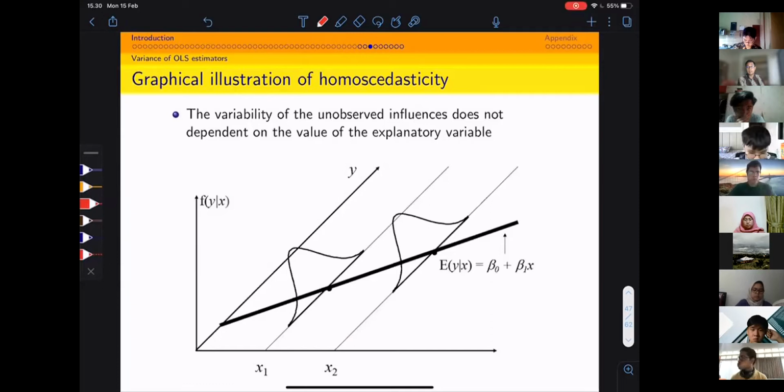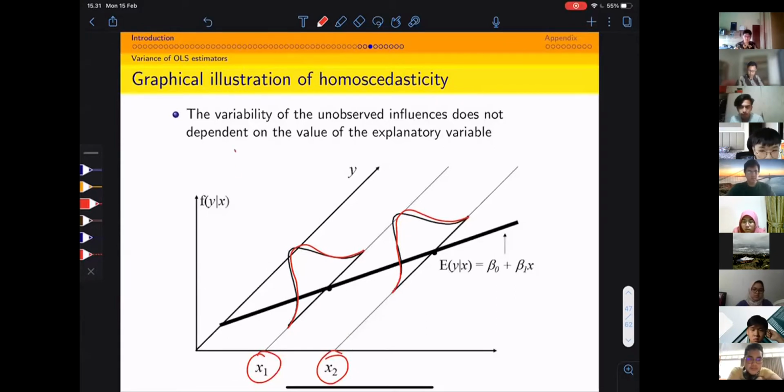This is an illustration of homoscedasticity. For all x, the variance of the unobservable has a constant variance. What does it mean to have a constant variance? It means that the width of the distribution is similar for all x. That's a graphical depiction of homoscedasticity.